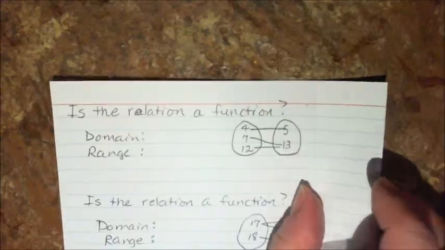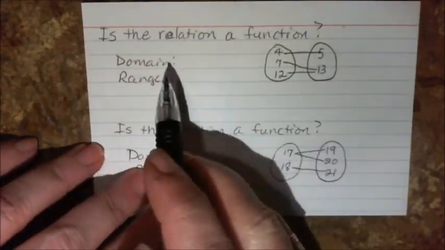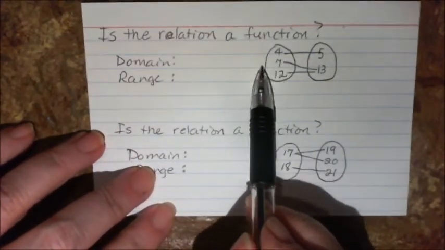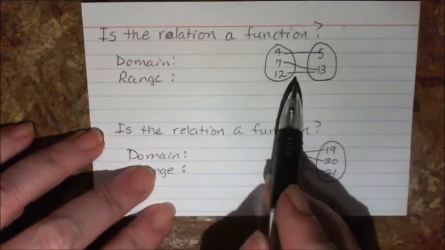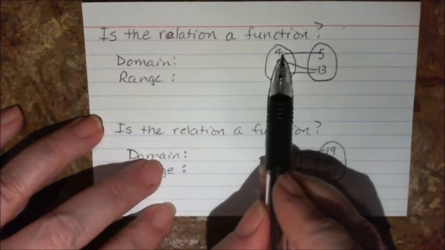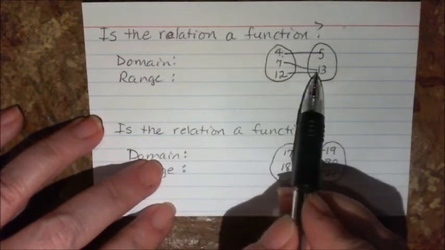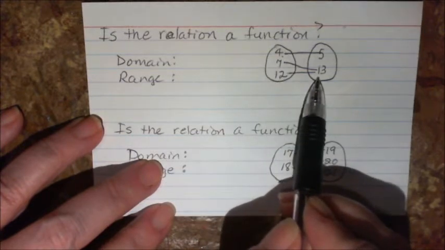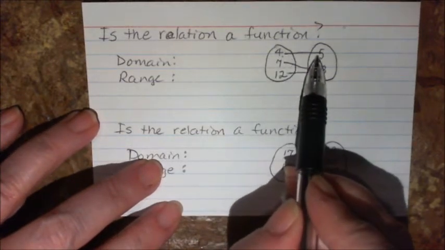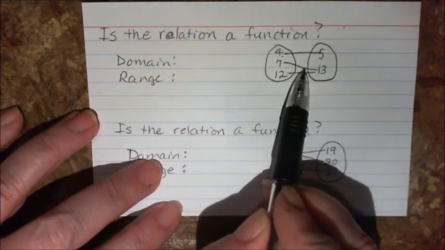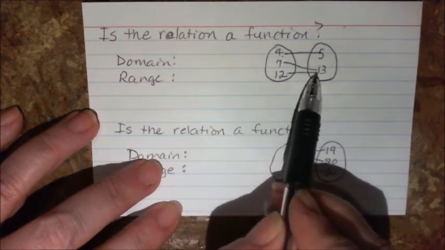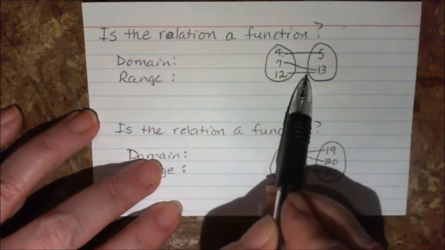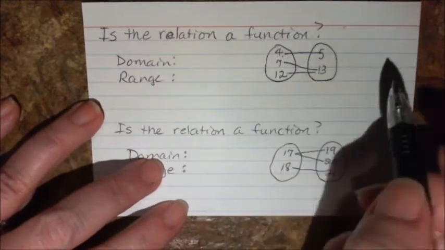Alright, now we're going to look at mapping. Okay, does mapping represent a function? Alright, so is this relation a function? So here we have input values, output values. So let's see, 4 goes with 5, 7 goes with 13, and 12 goes with 13. So 4 only has one output, 7 only has one output, 12 only has one output. 7 and 12 happen to have the same output, but they each only have one output. So that fits the definition of a function.